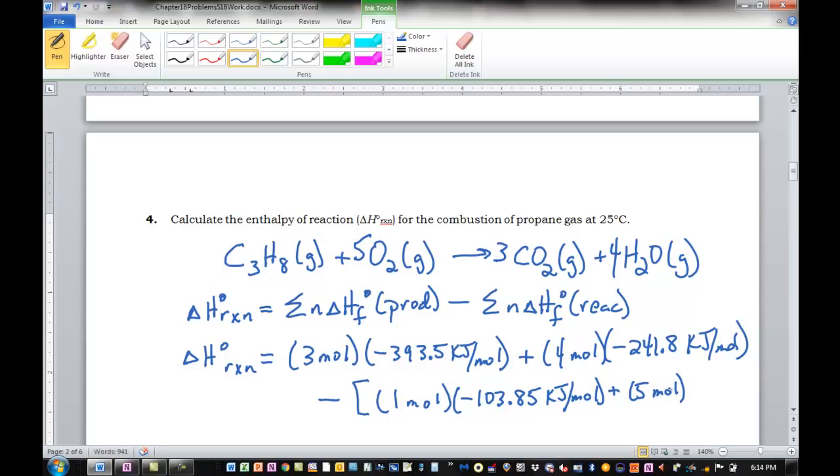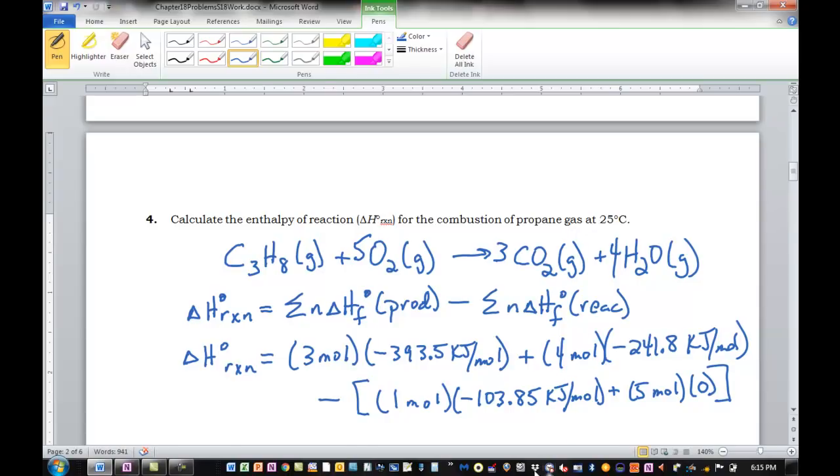Now, we could have looked that up in the table, but I expect you to know this. Oxygen gas, O2 gas, is an element in its most stable state. Okay, oxygen gas exists most stably as O2, and it's in the gas phase at room temperature. So what's its delta H of formation value? Yeah, I think you remember this. Elements in their standard state, their most stable state, are 0. Okay, so you should know that.